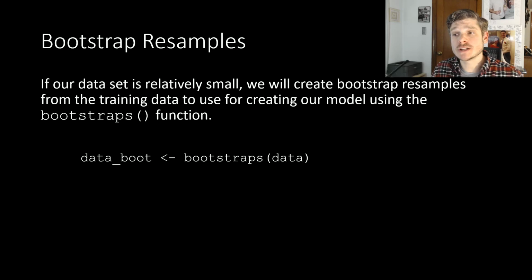Now, to do this in R, if our data set is relatively small and we want to create bootstrap resamples from our training data, we use the bootstraps function. This is part of tidymodels, so you will have to load your packages ahead of time, but it's pretty straightforward. You basically pipe your data into the bootstraps function, and it's going to create a whole distribution of resamples for you to use later on.